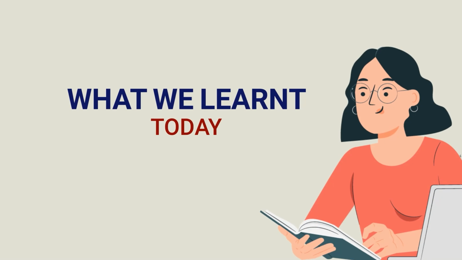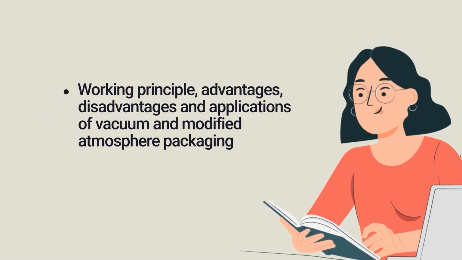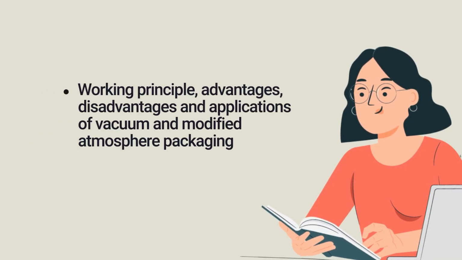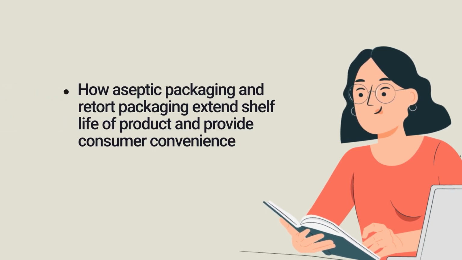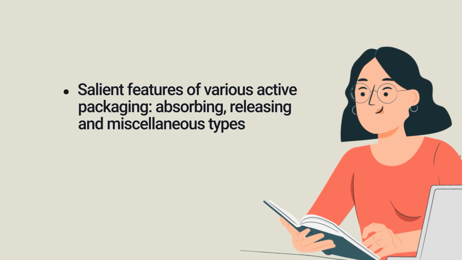Now it is a time for summarizing what we learned today. So first we learned the working principle, the advantages, disadvantages and applications of vacuum and modified atmosphere packaging. Then we learned how aseptic packaging and retort packaging extend the shelf life of the product and provide consumer convenience. Then we learned salient features of various active packaging, whether absorbing or releasing or miscellaneous types.